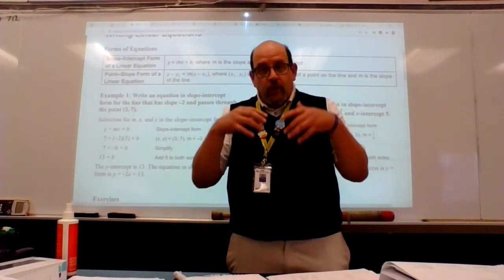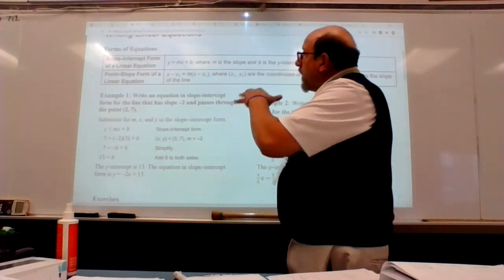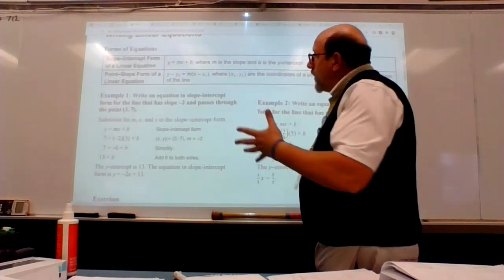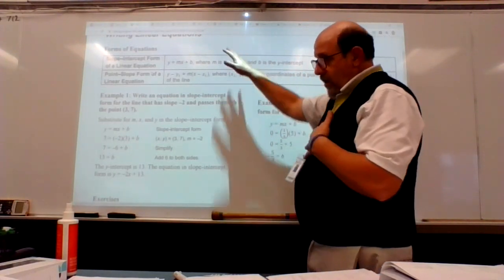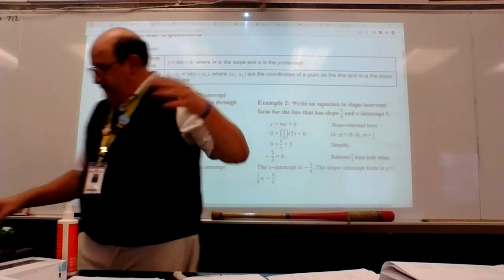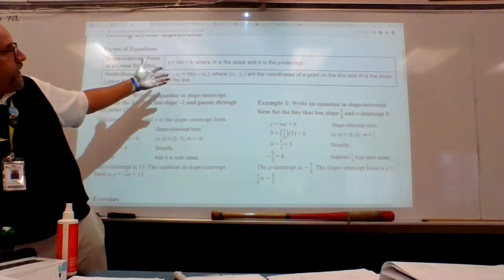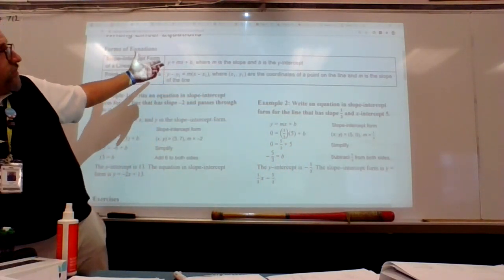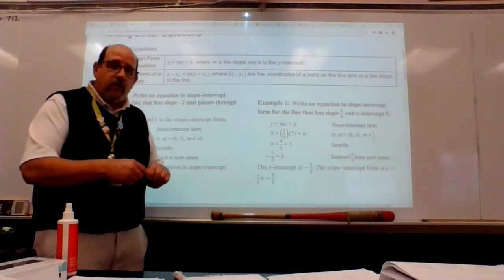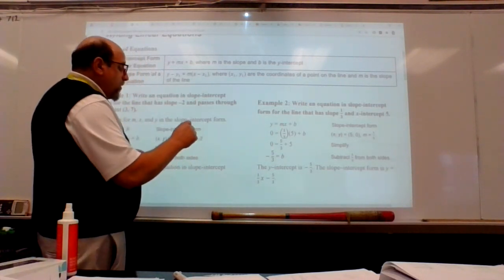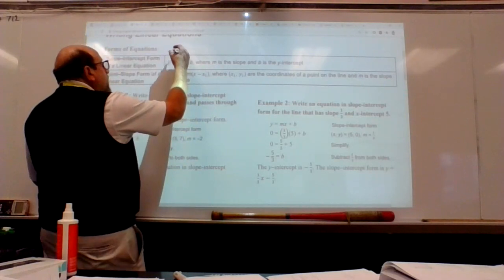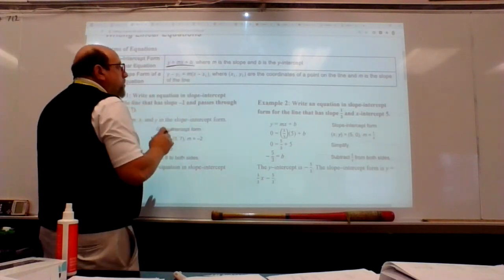All right, we're going to move on. We're going to start talking about writing linear equations, and we're going to go to this idea of slope-intercept form. We know it. It's been taught over and over and over again, so we really know this y equals mx plus b piece.